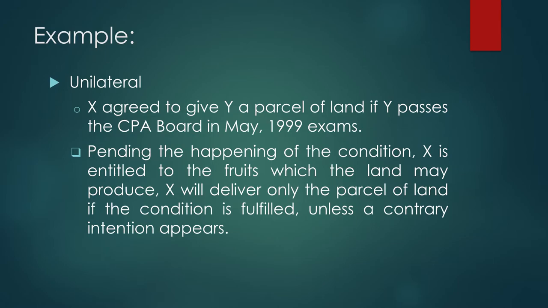In unilateral obligations, X agreed to give Y a parcel of land if Y passes the CPA board in May 1999 exams. Pending the happening of the condition, X is entitled to the fruits which the land may produce. X will deliver only the parcel of land if the condition is fulfilled, unless a contrary intention appears. So, in this case, in unilateral, there is no retroactivity as well.